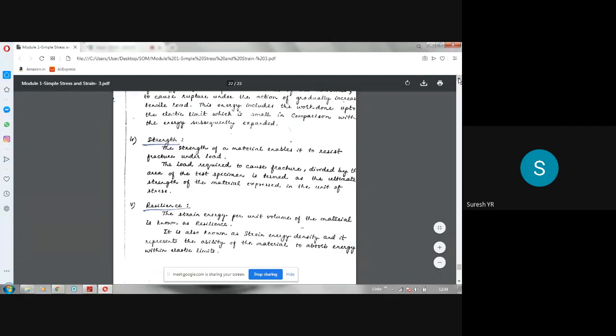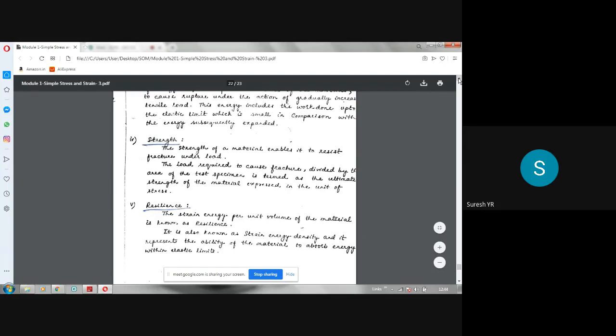Tensile is taken as positive, compressive is taken as negative when you are writing the strain expressions Ex, Ey, Ez. And the sum of those 3, Ex plus Ey plus Ez, is known as the volumetric strain. Volumetric strain in a rectangular block. Similarly, we got the expression for volumetric strain in a circular, that is cylindrical bar, and a sphere also. That derivation also we have done.